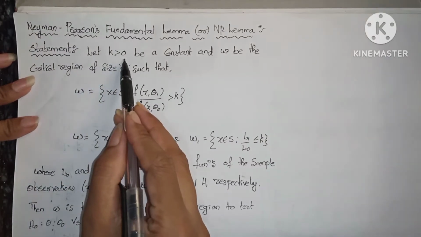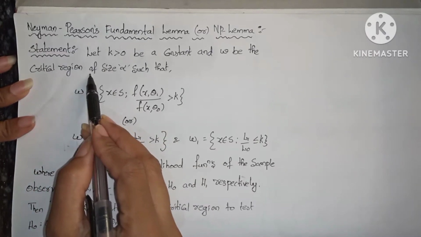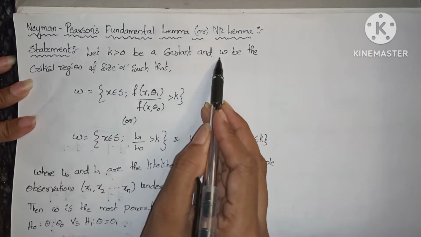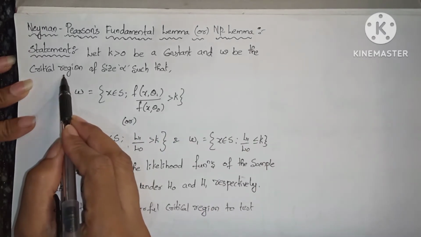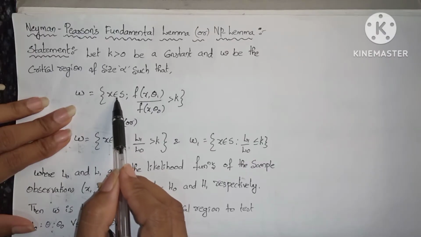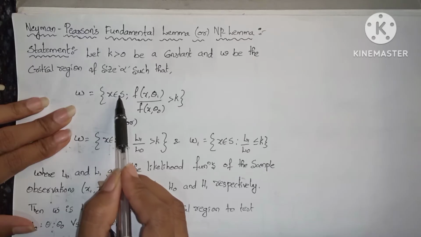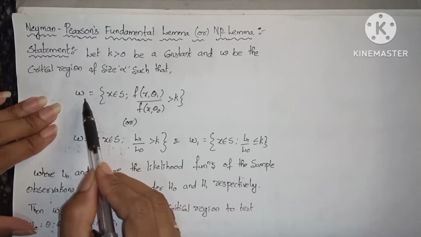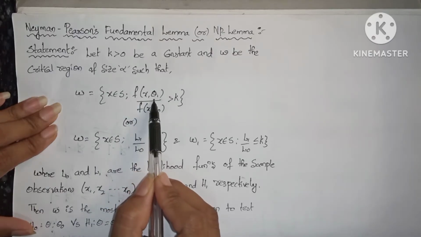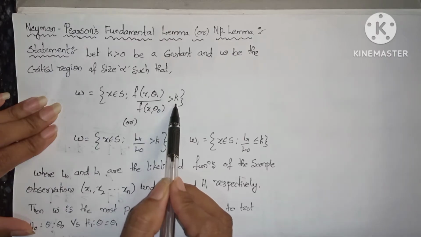Let k greater than 0 be a constant and omega be the critical region of size alpha such that, here omega is treated as what? Critical region. So omega equals x such that x belongs to S, in the sense of sample. So we are taking one observation that belongs to the sample, and that sample belongs to what? The set omega. So f(x, theta 1) by f(x, theta 0) greater than k.